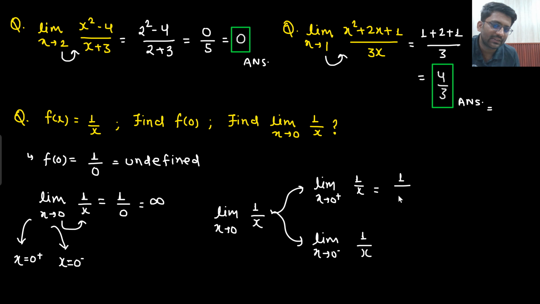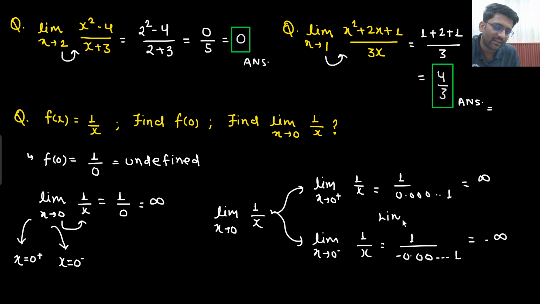So what will be 0 plus? 0.000001? So that answer would be infinity, and when I calculate 0 minus, this answer would be minus infinity. In both of the cases, limit will not exist. That is fine. Limit does not exist. Answer will be that, sir, limit does not exist.